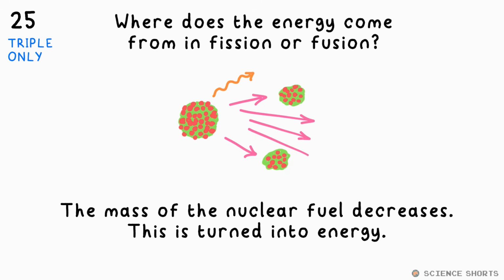Question 25, just for triple, where does the energy come from in fission and fusion? During fission or fusion, the mass of the nuclear fuel decreases. This mass is turned into energy.